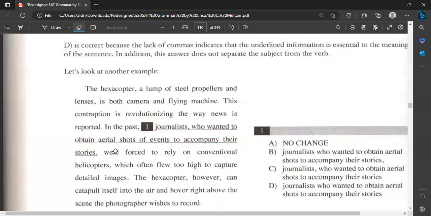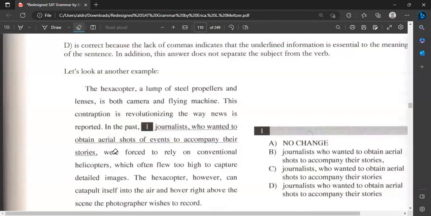Who were forced. Exactly, right? It doesn't even make sense, because now it's leaving you with questions: who were forced? So what's in between is actually essential, making D correct. And then that also makes C wrong for the same reason.